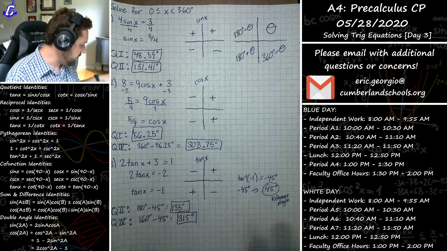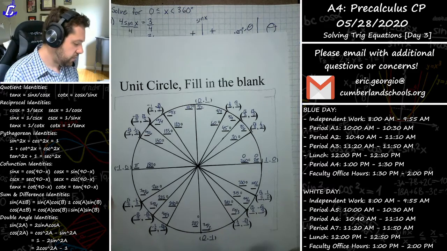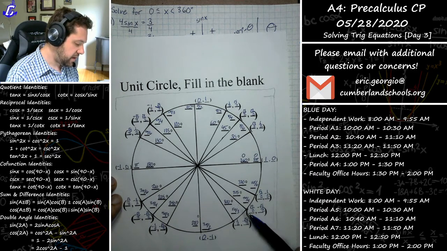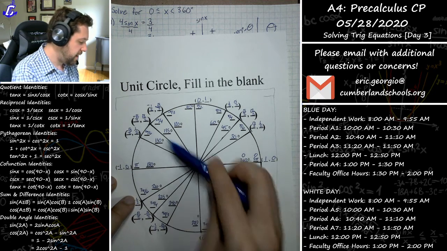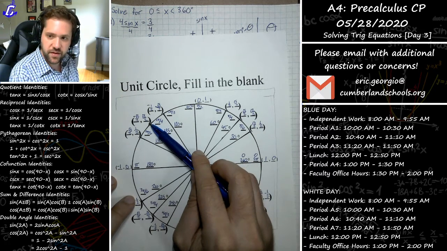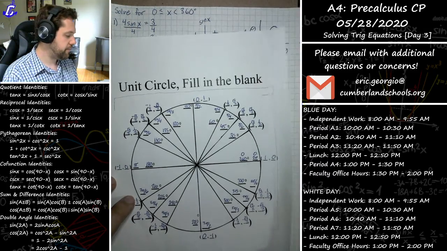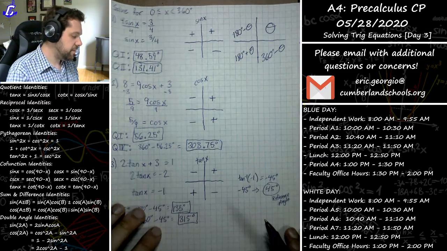You could look on your unit circle and notice that 315 degrees is going to be negative 1 for the tangent value, because it's this divided by this. And this is also going to be negative 1 for the tangent value, 135. Does that make sense?